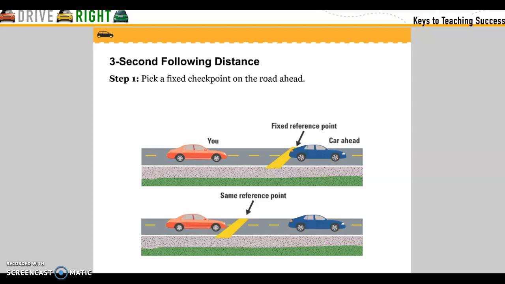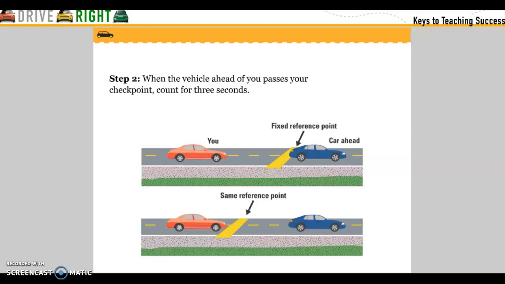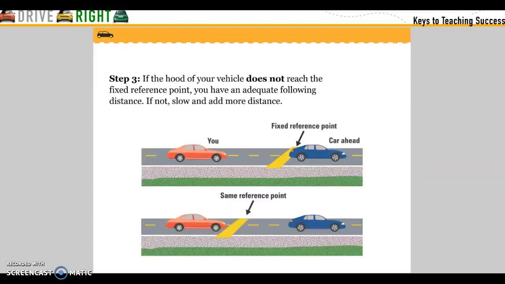3-second following distance. Step 1. Pick a fixed checkpoint on the road ahead. Step 2. When the vehicle ahead of you passes a checkpoint, count for 3 seconds. Step 3. If the hood of your vehicle does not reach the fixed reference point, you have an adequate following distance. If not, slow and add more distance.